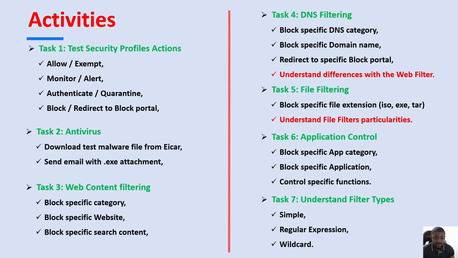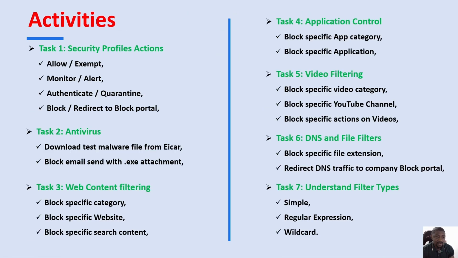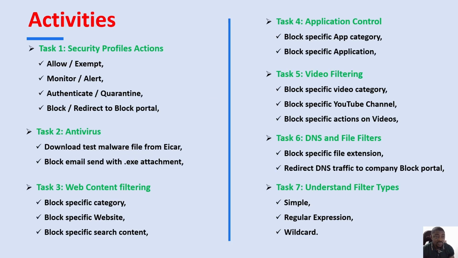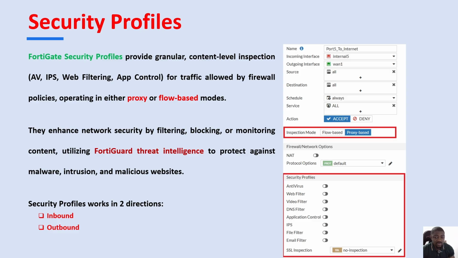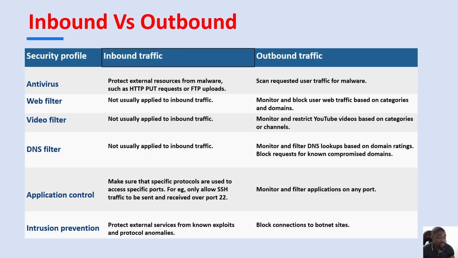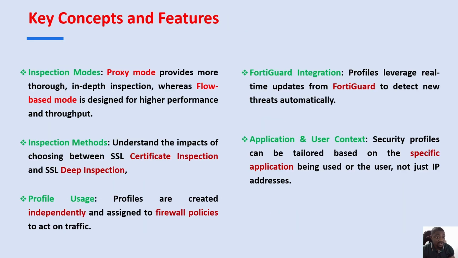So today in this video we are going to do the following tasks. In the previous video we talked about FortiGate security profile. We saw these objectives. We saw the difference between different inspection modes and inspection methods. We talked about the inbound and outbound direction for the security profile. We saw some commonly used security profiles and how they impact our network. We talked about applicable actions, and we also talked about some key concepts and features.